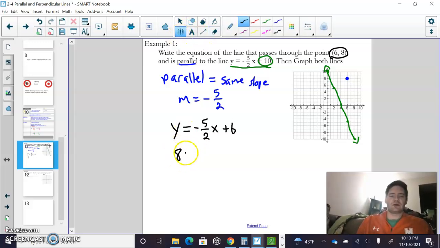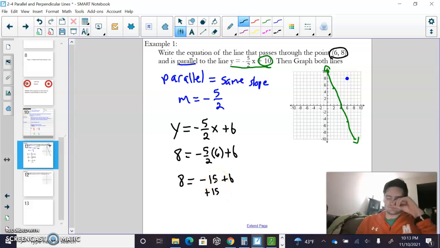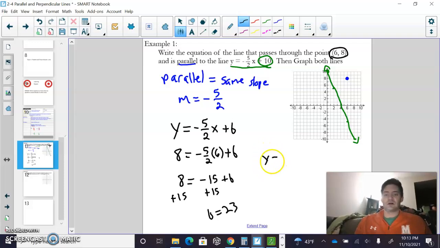So 8 goes in for y, and 6 goes in for x. So negative 5 times 6 gives you negative 30, divided by 2, gives you negative 15. And the only thing you have left to do is add 15 to both sides, and b is going to be equal to 23. Thus, your equation is y equals negative 5 over 2x plus 23.